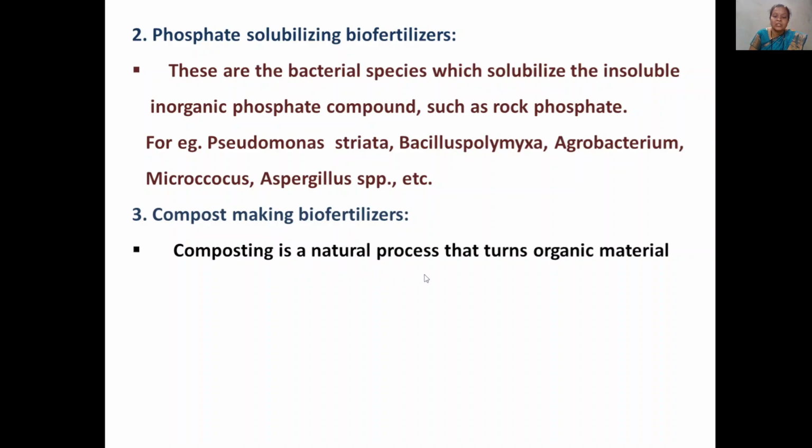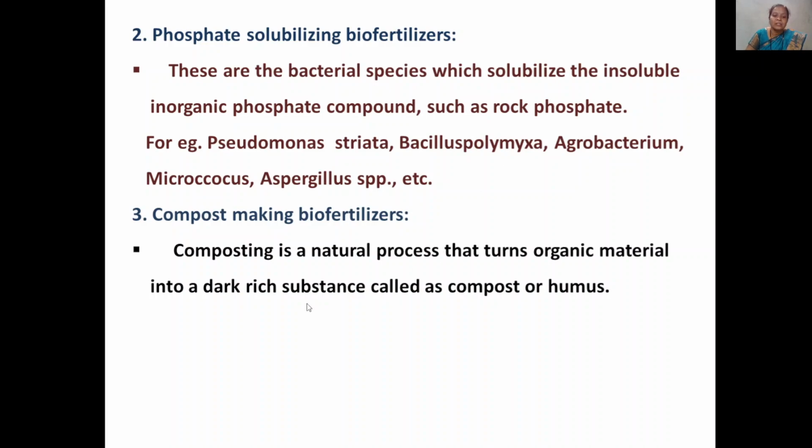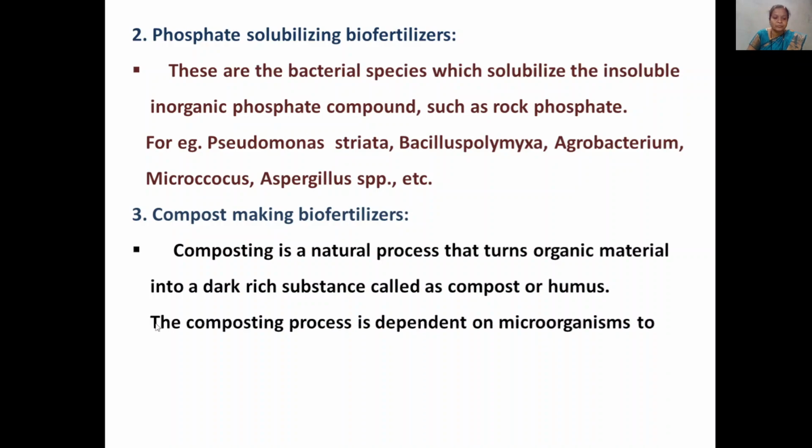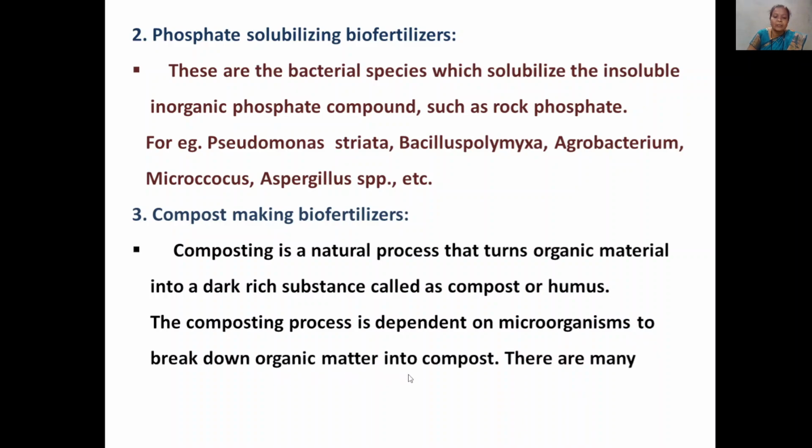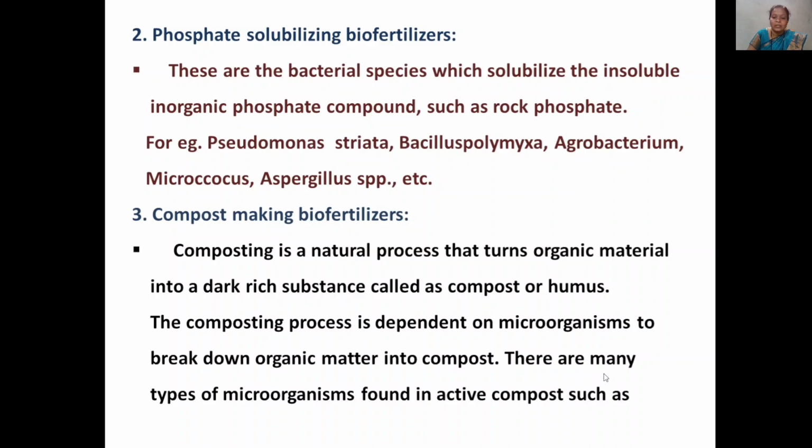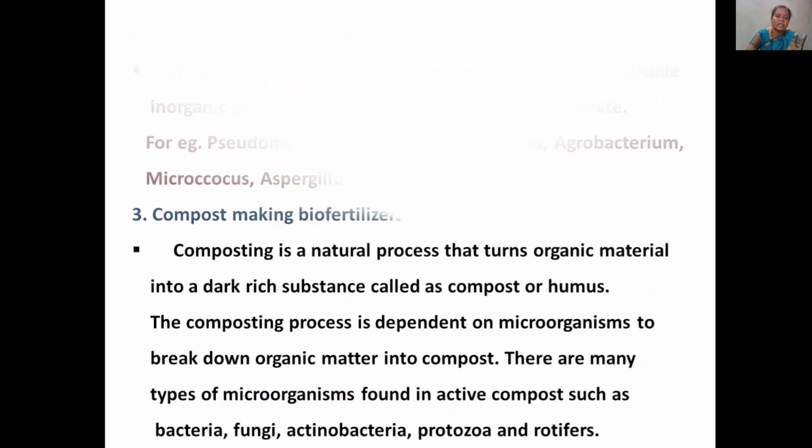Composting is a natural process that turns organic material into a dark, rich substance called compost or humus. The composting process is dependent on microorganisms to break down organic matter into compost. There are many types of microorganisms found in active compost, such as bacteria, fungi, actinobacteria, protozoa, and rotifers. Go to next slide.